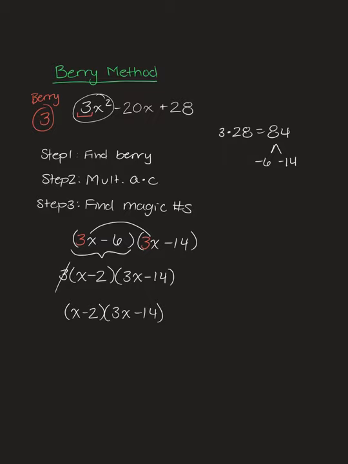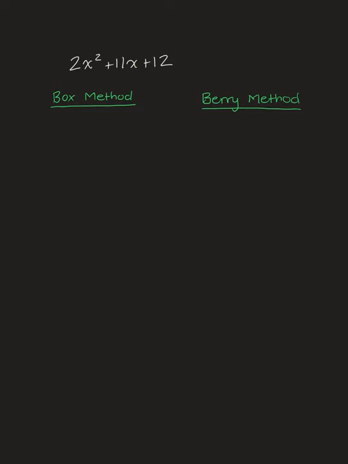So I want to show you one more example of factoring trinomials when a is not 1. So I have 2x squared plus 11x plus 12. So again, check for greatest common factor. There's not one. So I want to show you box method first, and then I'll show you berry method. So box method, I'm going to set up my box.